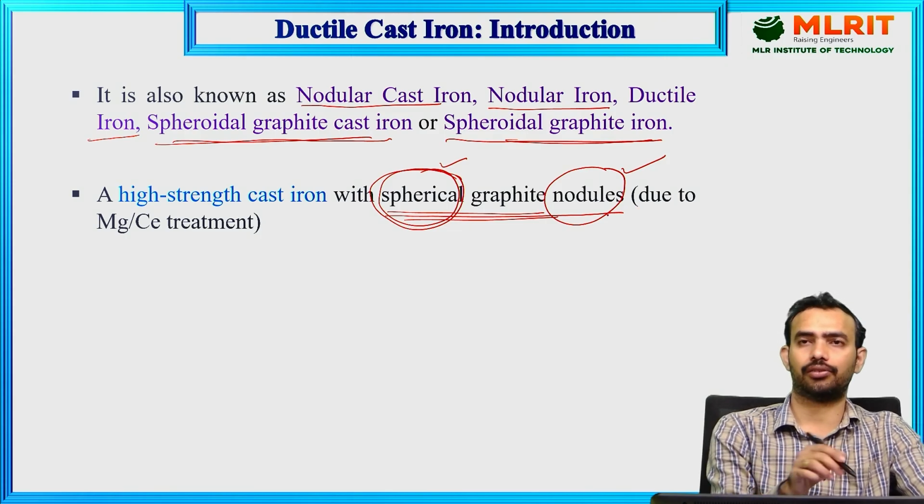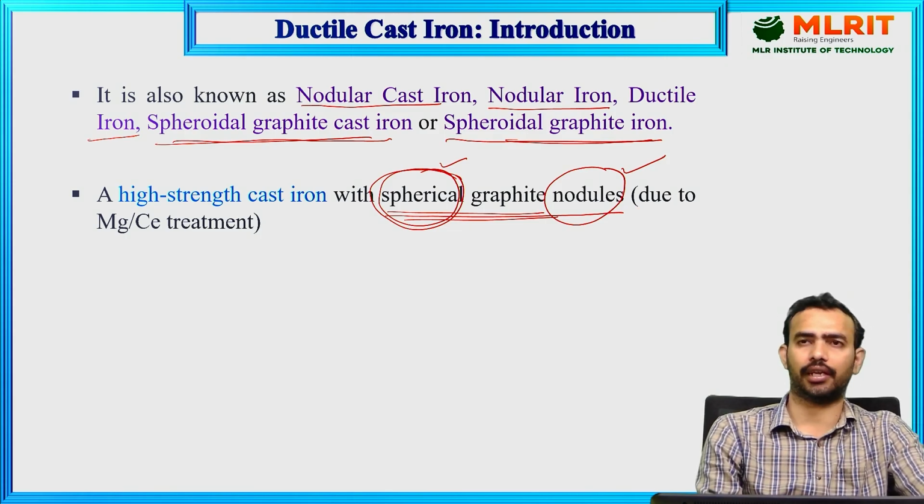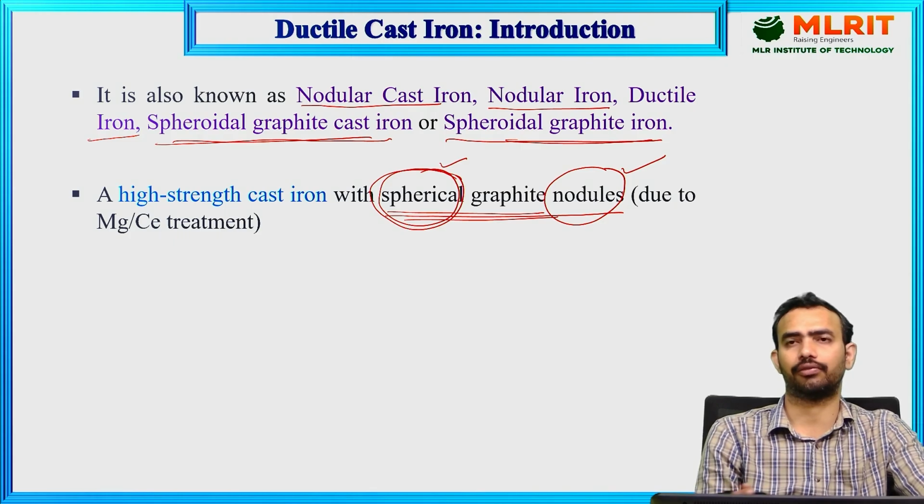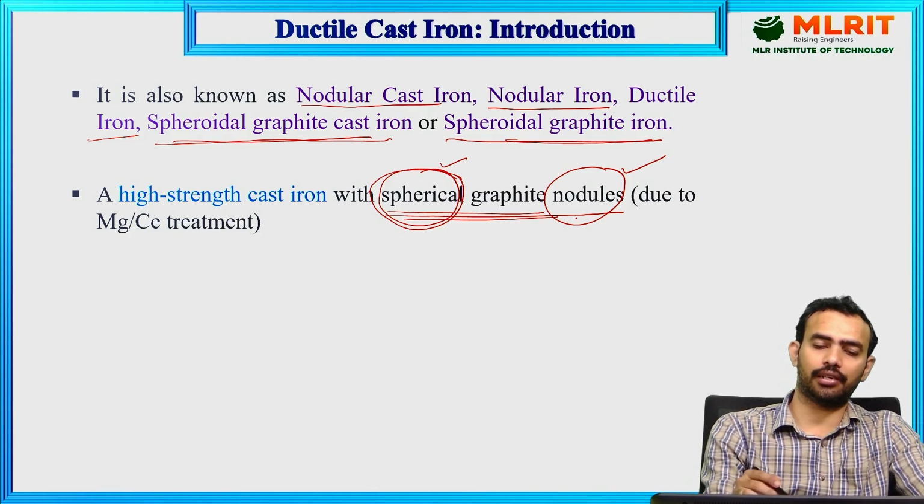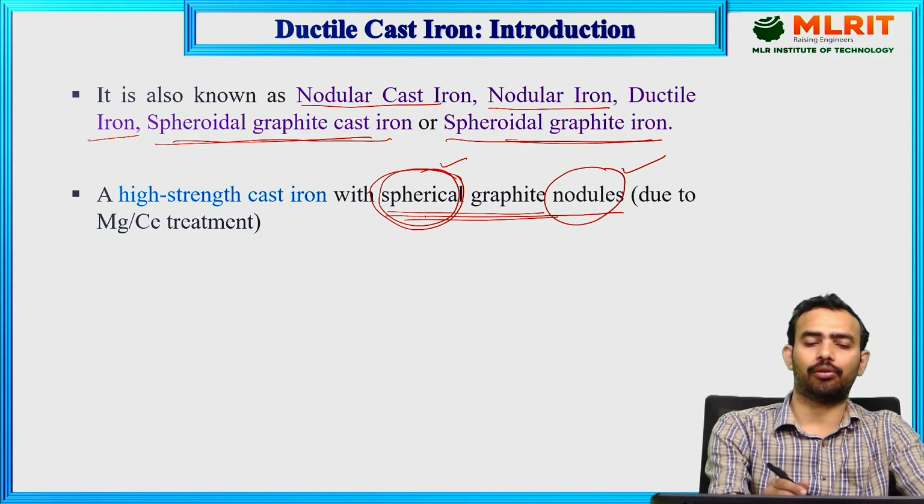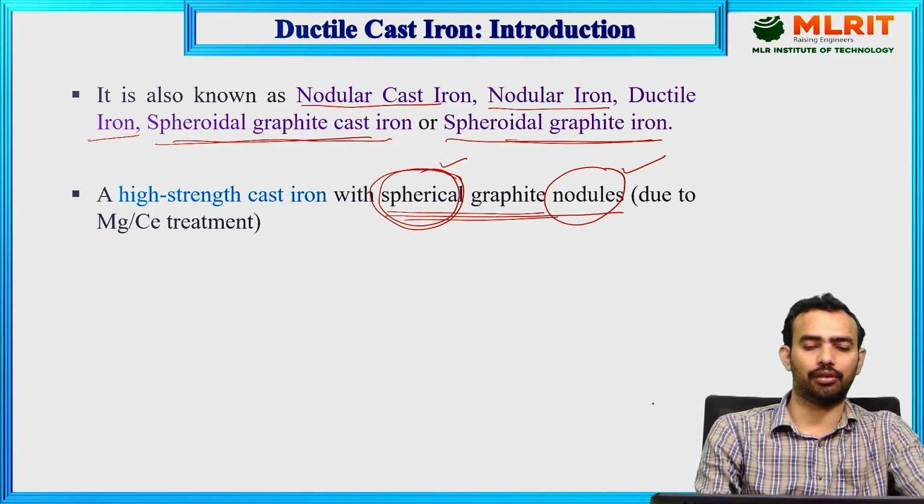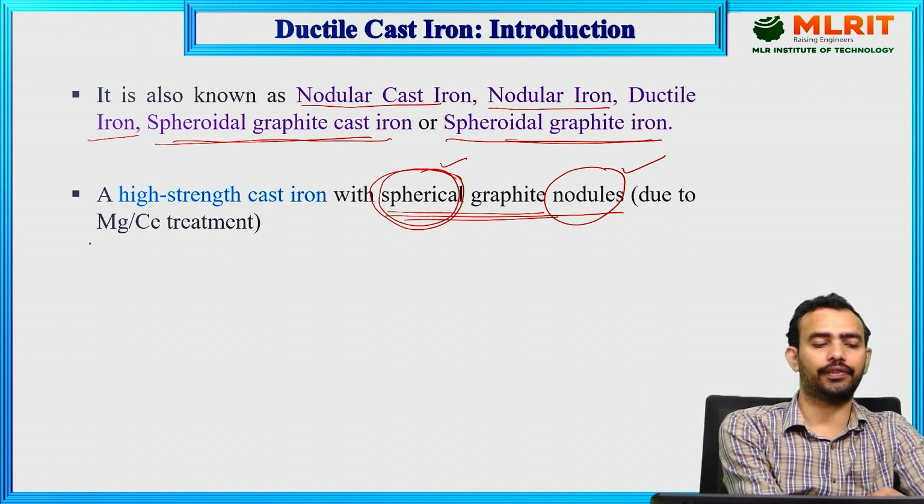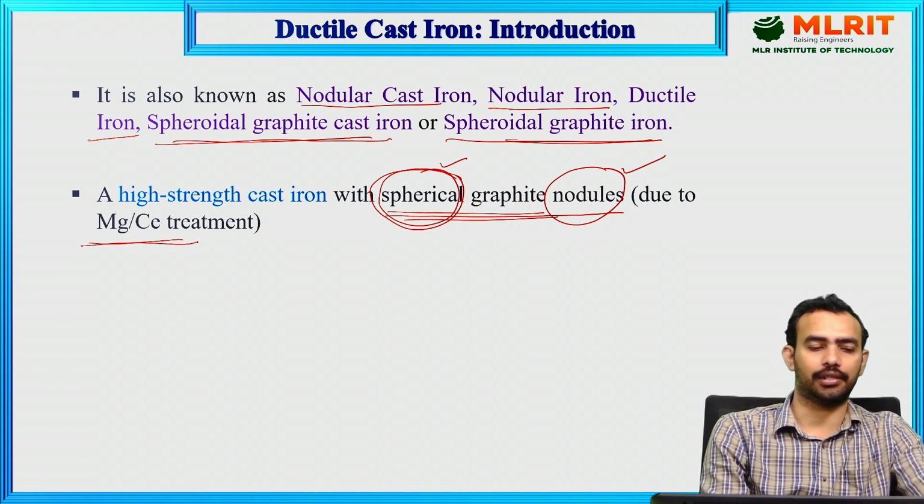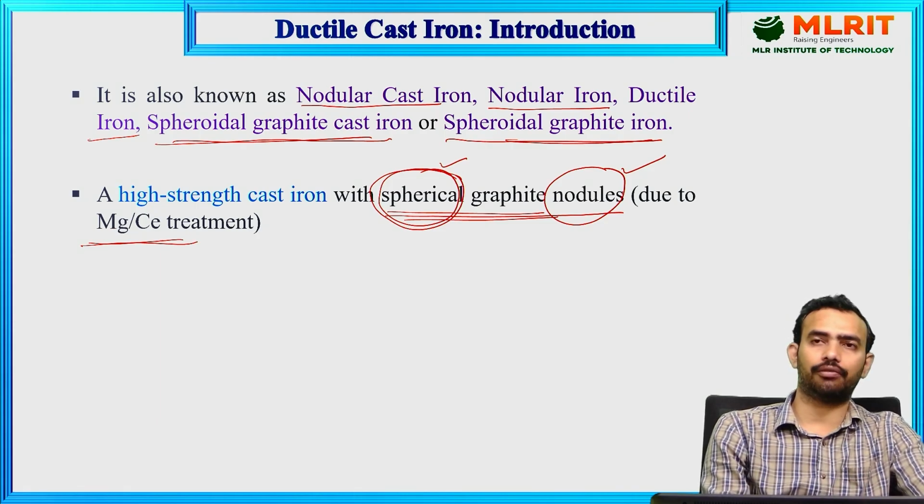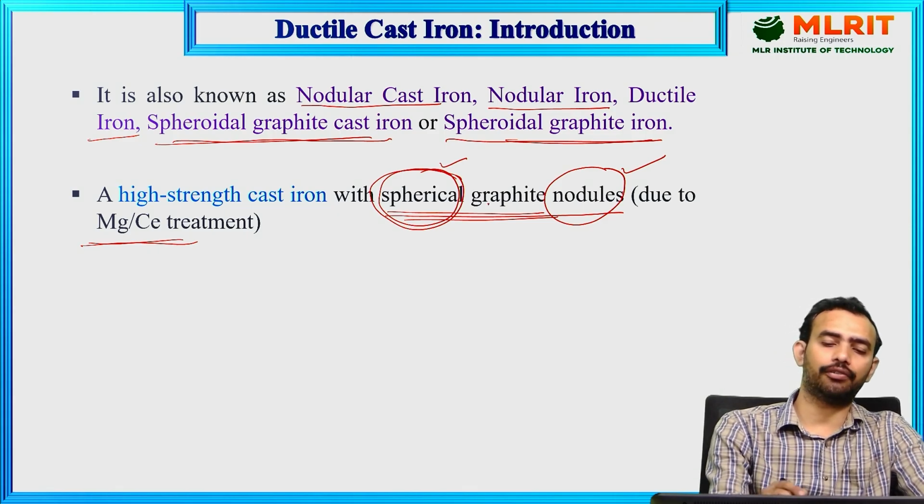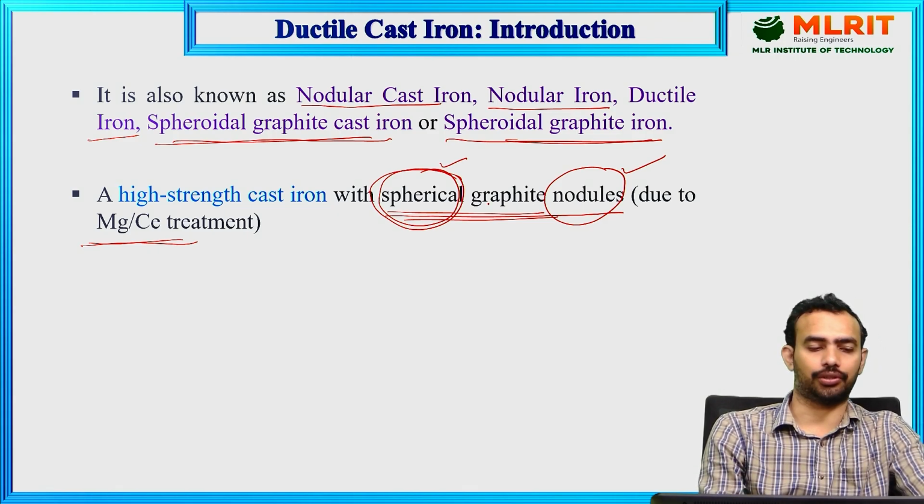In the grey cast iron, graphite is present in the form of flakes, like cornflakes. But in this case, it is present in the nodular structure, in spherical form. That is due to the addition of alloying elements, magnesium and cerium. Because of the treatment of this cast iron with magnesium and cerium, the graphite will take the nodular shape.